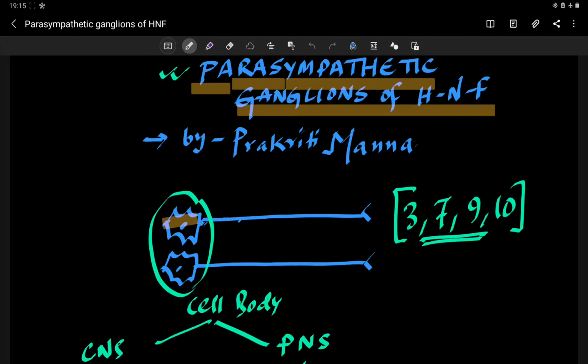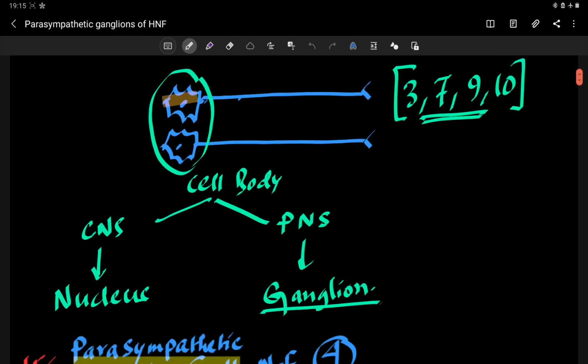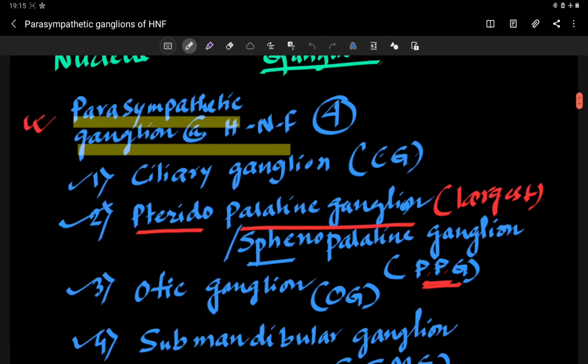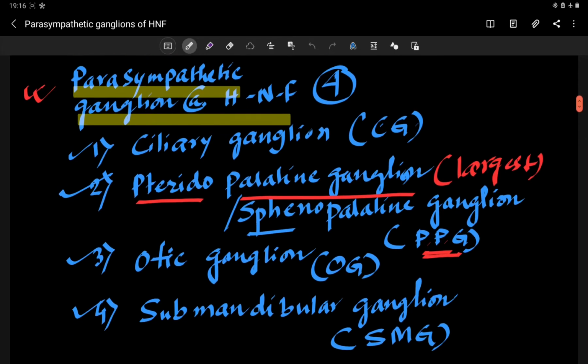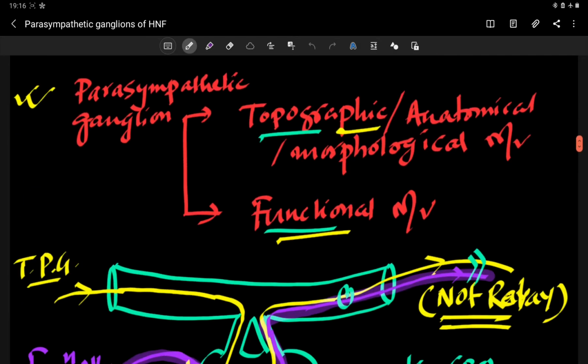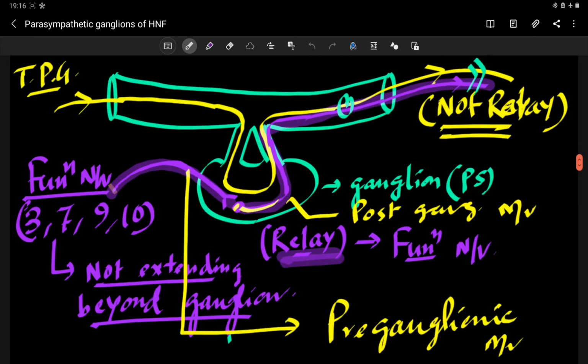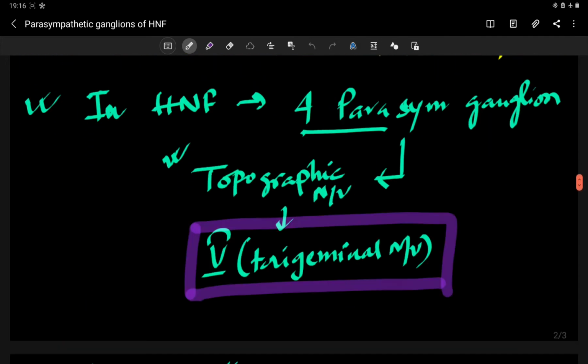So I already told about the parasympathetic ganglions in the head and neck face. I already told this much, and four ganglions: ciliary ganglion, pterygopalatine ganglion, sphenopalatine ganglion (or same thing), otic ganglion, and also submandibular ganglion. So now I'm going to talk about each and every detail. I already told about the topographic nerve, functional nerve, etc.